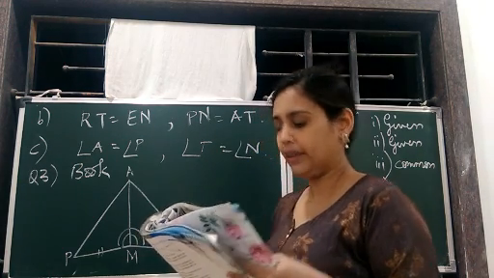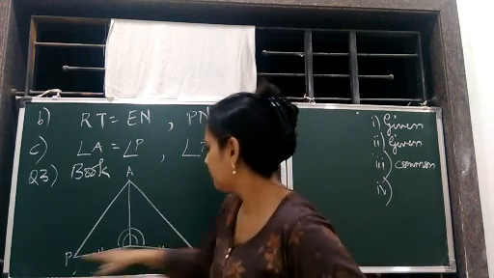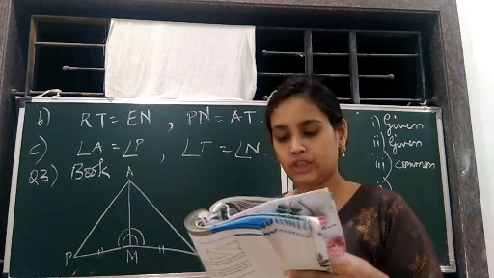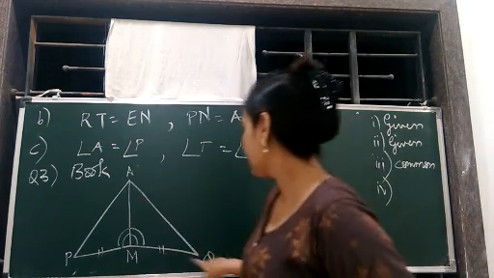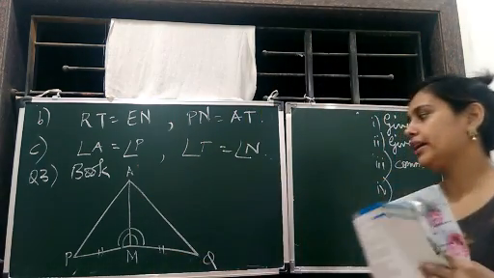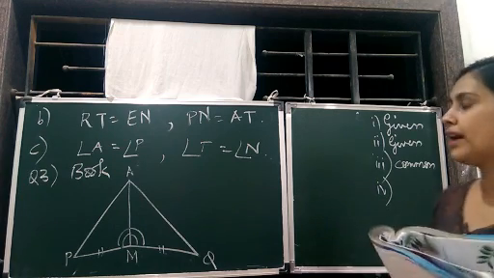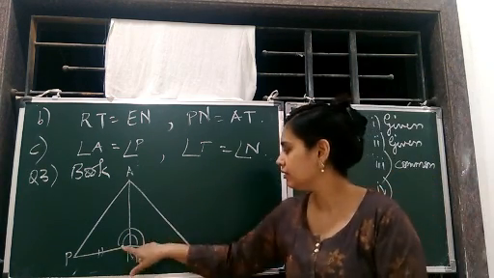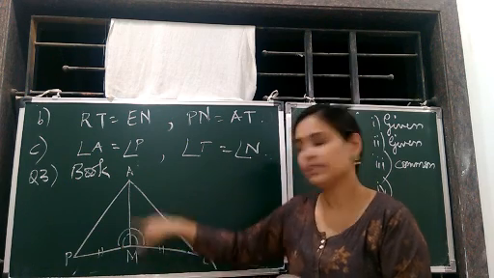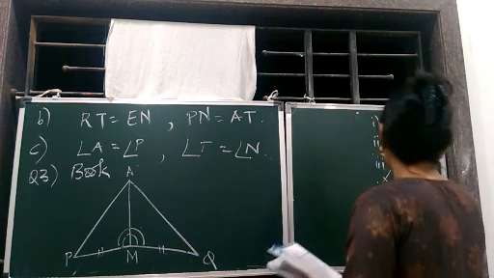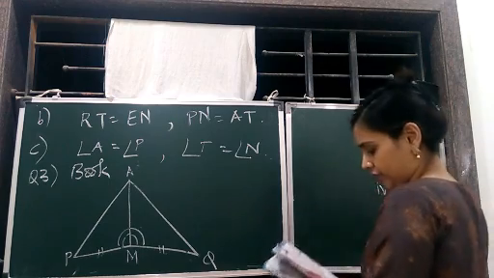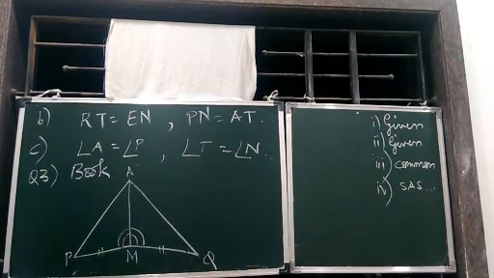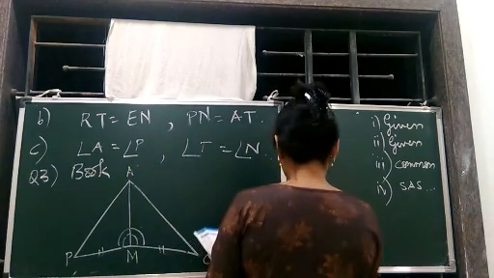Triangle AMP is congruent to AMQ. So triangle AMP is congruent to triangle AMQ by which criterion? It is side, angle, side. So SAS. SAS congruency you can write. Then let's go to question number 4. Question number 4 also in book, children.